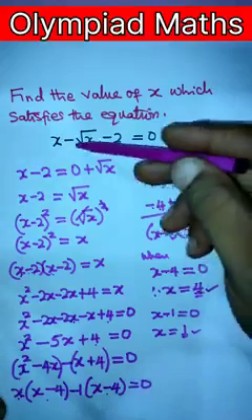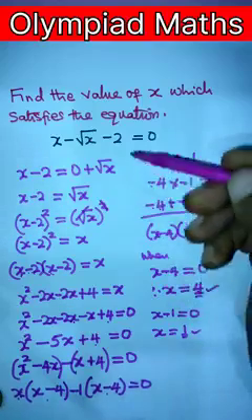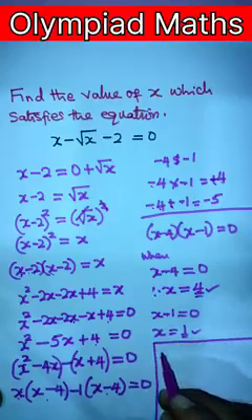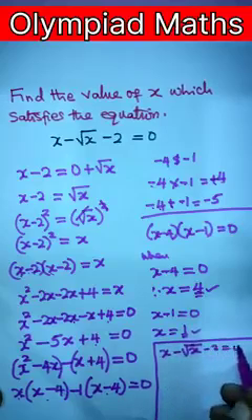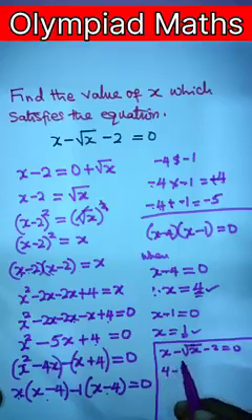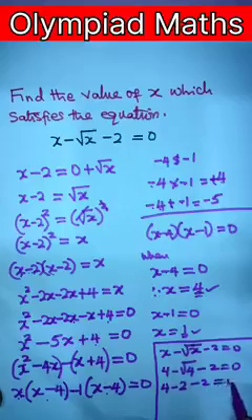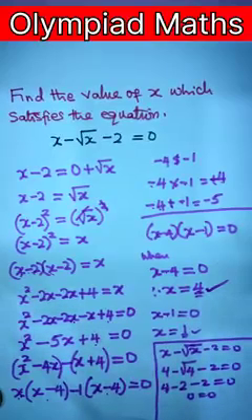When x is 4, let's go to this question and fix the value of x to see if we will get 0 at the end of the day. To check our result, when x is 4, from this main equation given to us, we have 4 minus square root of 4 minus 2 equals 0. Square root of 4 is 2. So let's see if this will be equal to 0. 4 minus 2 is 2. 2 minus 2 is 0. That means x equals 4 is the value of x that satisfies the equation.